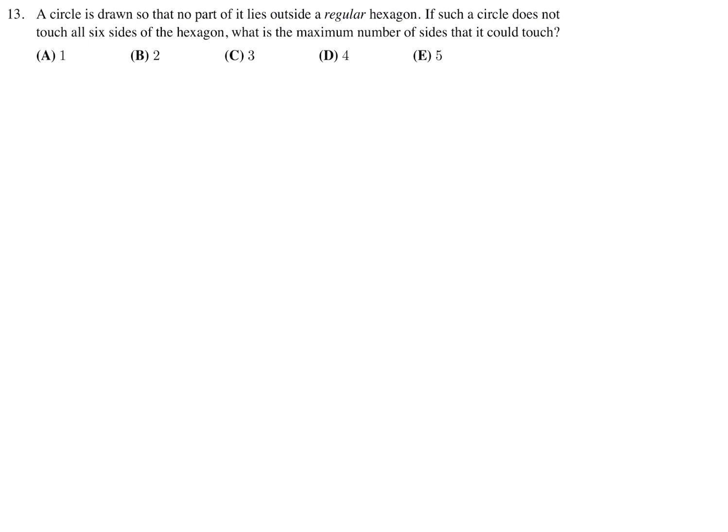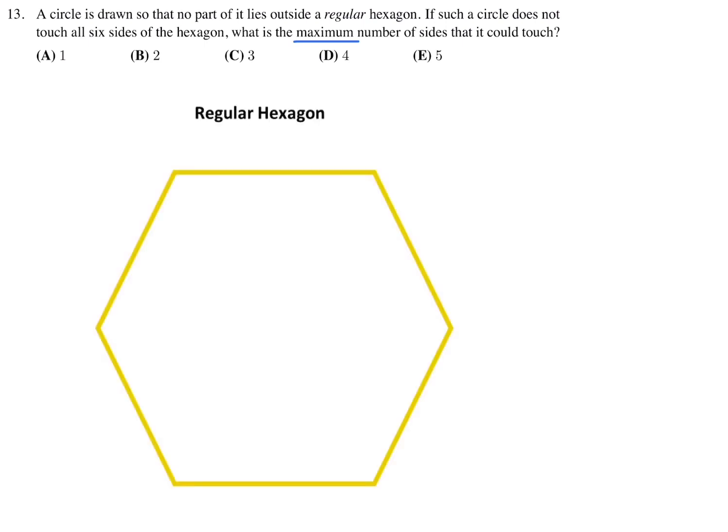A circle is drawn so that no part of it lies outside a regular hexagon. If such a circle does not touch all 6 sides of the hexagon, what is the maximum number of sides that it could touch? So first, let's draw a regular hexagon. So here we go. Here's a regular hexagon. Now let's talk about this question. The first thing they tell you is that the circle that is drawn inside, no part of it lies outside of it, right? So here's one example.